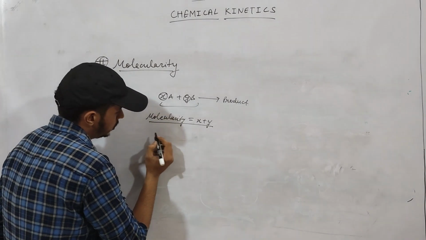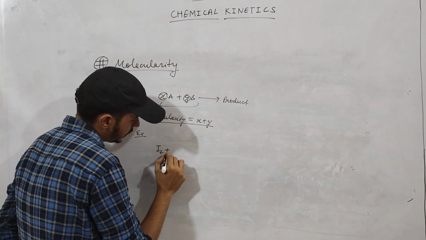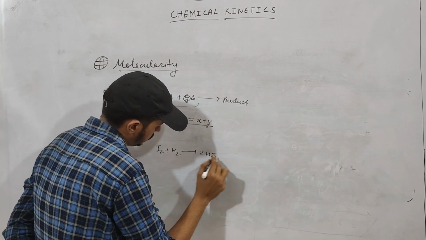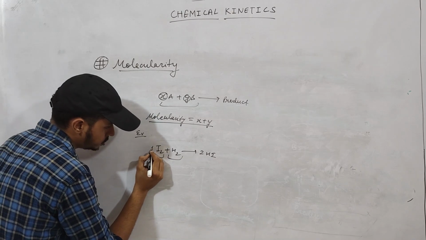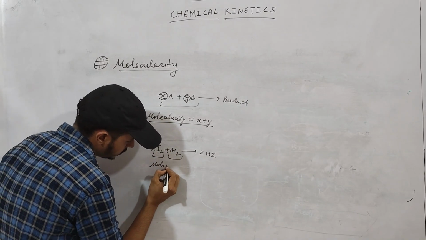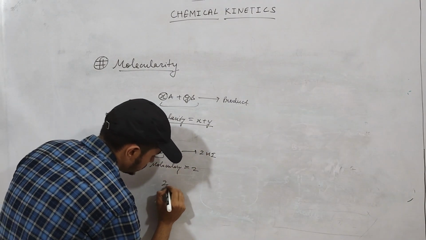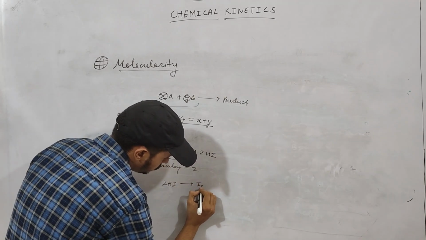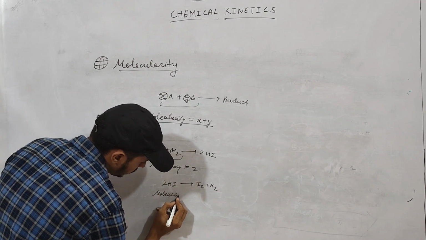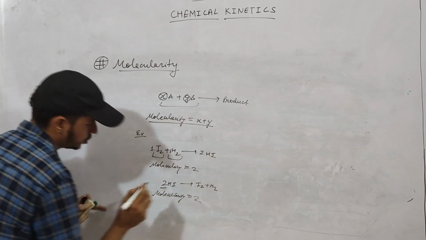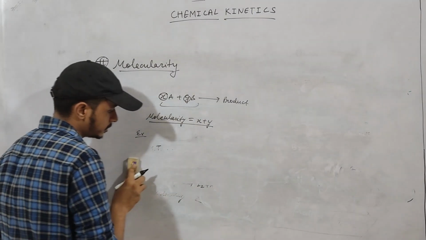Now we will see further. Let's take a basic example. Simple I2 plus H2 gives 2HI. The molecularity for this is the number of reactant molecules which take part in the reaction. So the number of molecules is just 1 and 1. So molecularity for this reaction is 2. And if this reaction is reversed, let's say 2HI gives I2 plus H2, similarly molecularity will be again 2 because the number of molecules which take part in the reaction is again 2. So you can write molecularity as the number of reactant molecules which take part in a simple reaction.